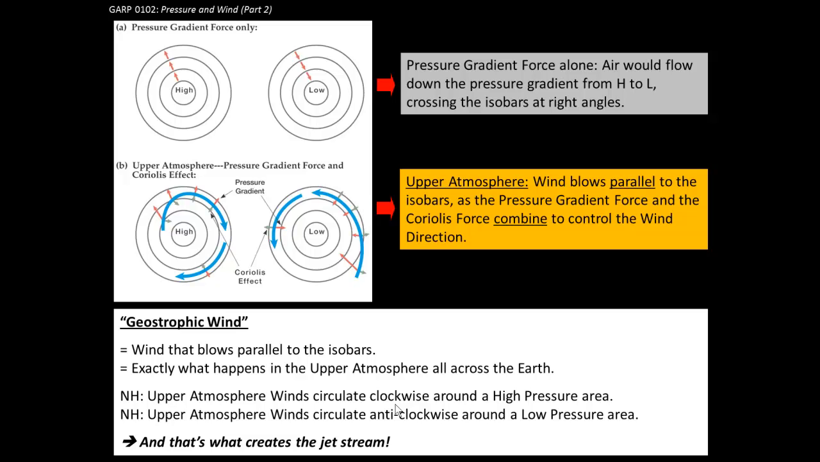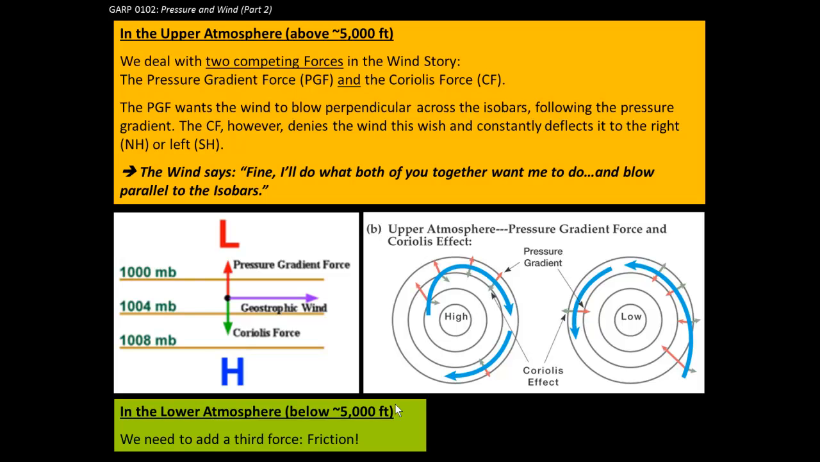So now we combine the pressure gradient force with the Coriolis force, and in the upper atmosphere, if you're far enough away from the Earth's surface that friction becomes irrelevant, the pressure gradient force combines with the Coriolis force to make the wind blow parallel to the isobars. We call that a geostrophic wind. And that's what creates the jet stream, which we'll talk about in a few minutes. Upper atmosphere, two forces, winds blow parallel to the isobars. The laws of physics dictate that. Winds cannot blow across the isobars in the upper atmosphere. So there you go.